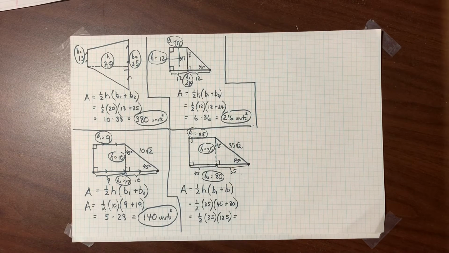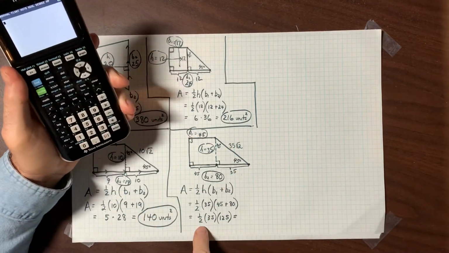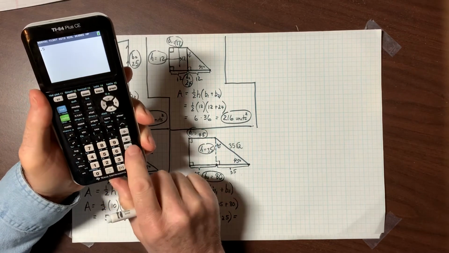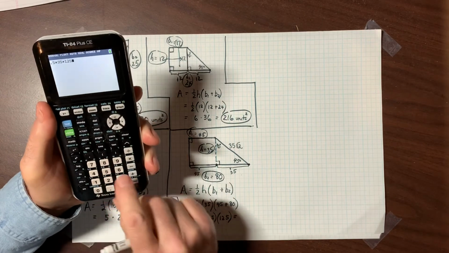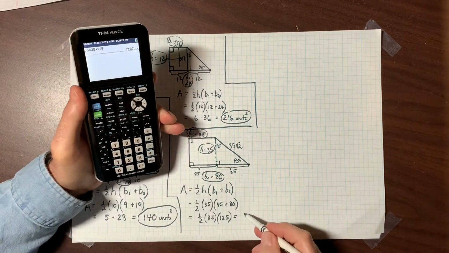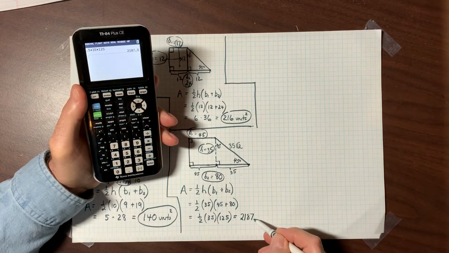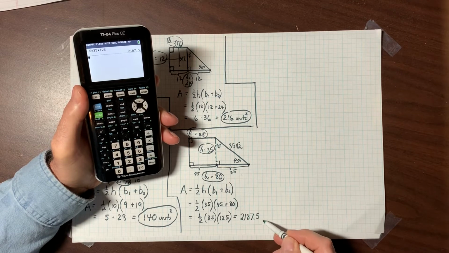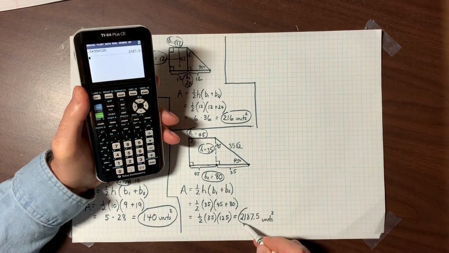Let me grab my calculator. So, you know, when I go to my calculator, instead of putting 1/2, I'm just going to do 0.5 for a half, and then times 35, and then times 125. And I'm coming up with kind of a big number. No big deal for us. 2,187.5, and it would be units, whatever the units are, squared. And that's your answer there.